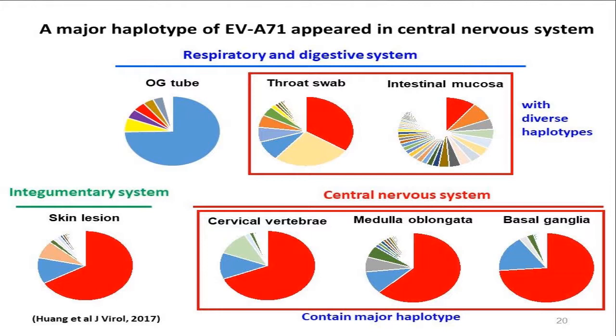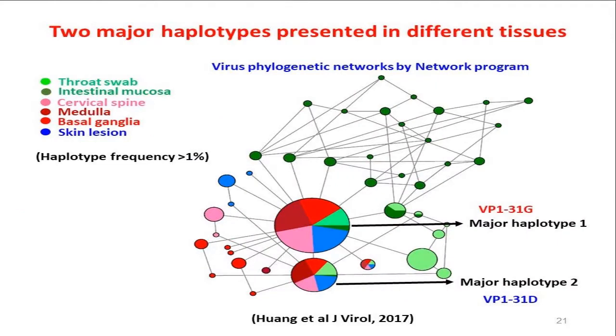From this slide, you can see that from the entry sites, the stool swab or the intestinal mucosa, you get diverse haplotypes, more haplotypes. But in the CNS tissues, you get a major haplotype, which is shown in red here. When we looked at haplotypes with frequency over 1% in this network, you can see there were 2 major haplotypes among these specimen isolates, and these 2 major haplotypes have only one difference, at VP1 position 31. One is G, one is D.